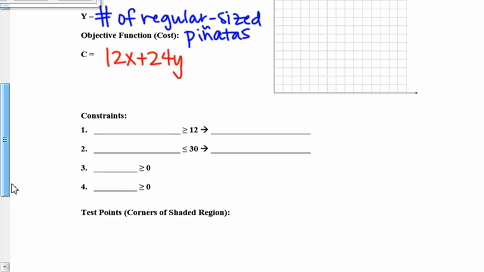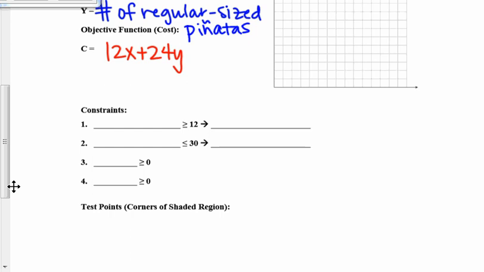Let's talk about my constraints. Looking at number 3 and 4, very simple. I can't have a negative number of piñatas for mini or regular size, so I'm going to say x and y both have to be greater than or equal to 0. Basically, that means I have to have a positive number, or 0, of both mini and regular sized piñatas.